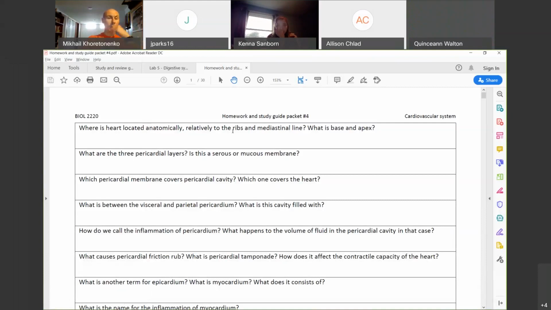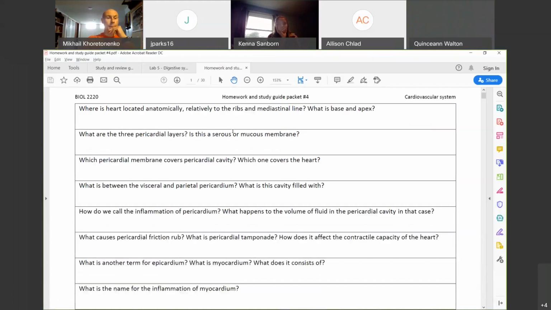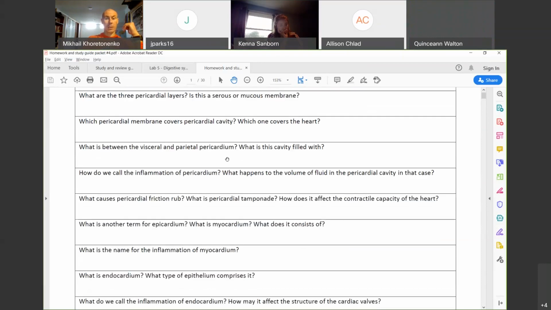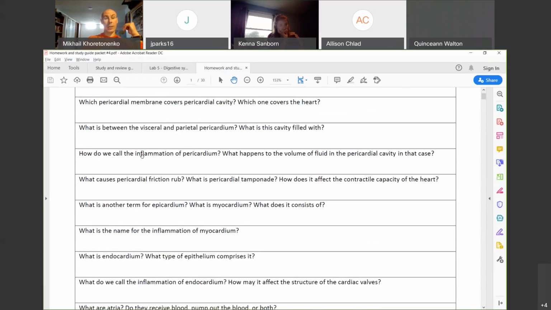I'm not going to talk much about the anatomy here. I'm going to highlight a few things. There was some confusion about the pericardial layers. Remember, there's a fibrous pericardium, the outermost, and then there's a layer of parietal and visceral pericardium. Visceral covers the heart from the outside. Between the visceral and parietal, there is a pericardial cavity. The cavity is filled with fluid, and inflammation of the pericardium is pericarditis.